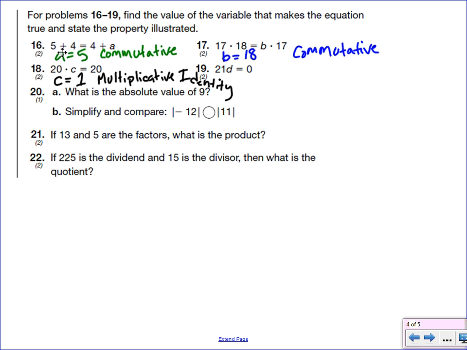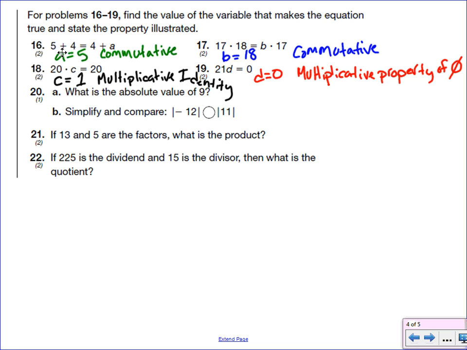And then 21 times D equals 0. Well, if I multiply a number and I end up with 0, then that number must have been 0 itself. And that's by the multiplicative property of 0. It says that anytime you multiply something by 0, your answer will be 0.